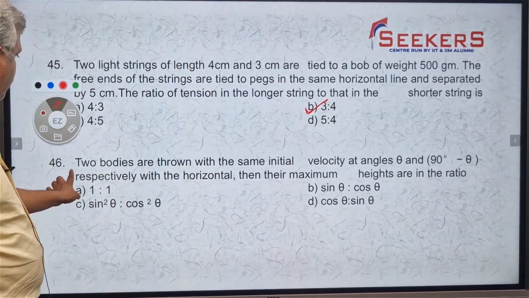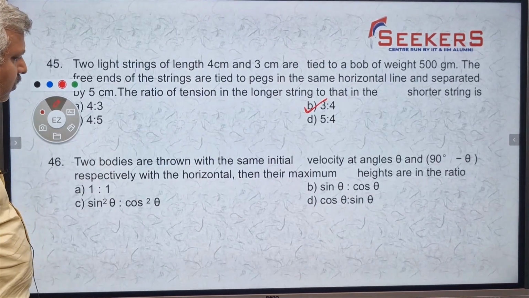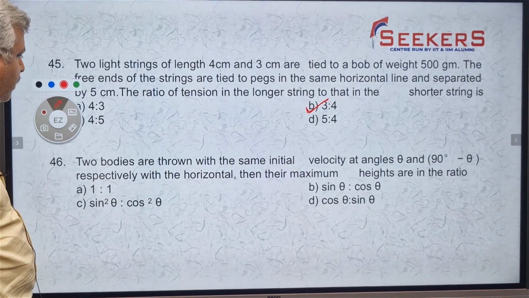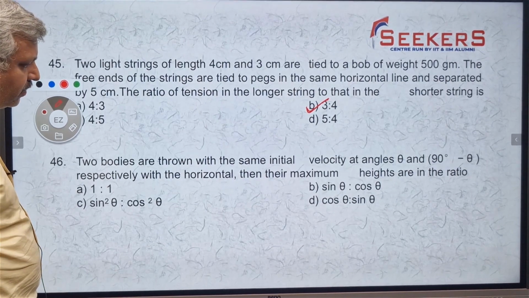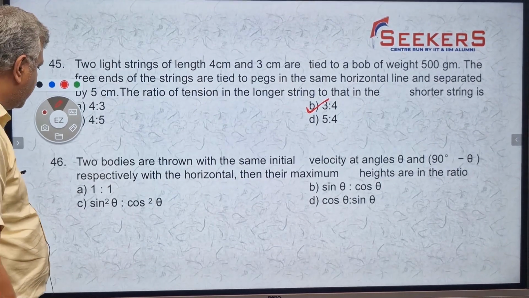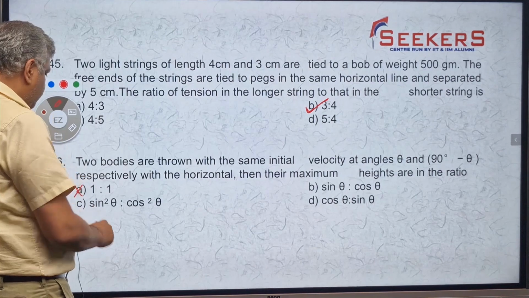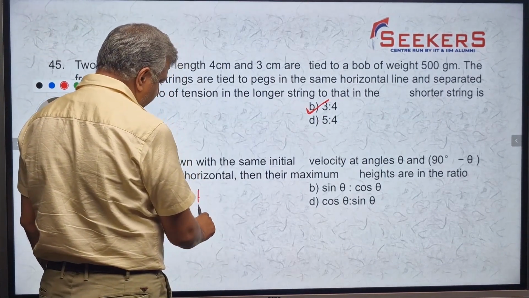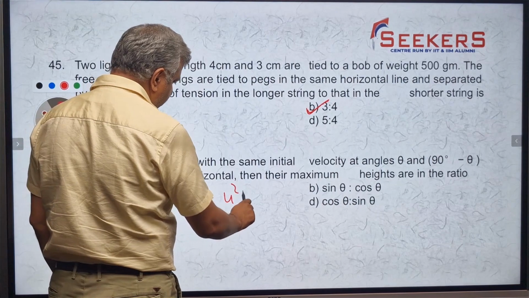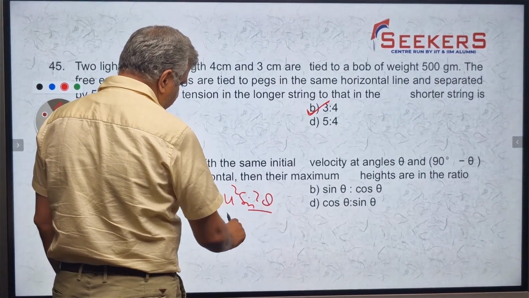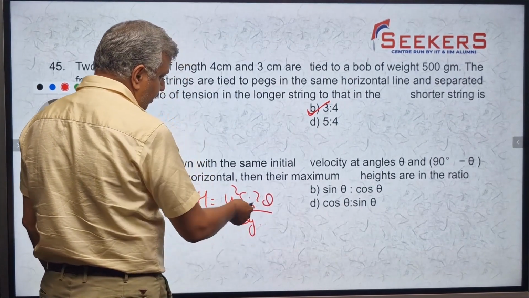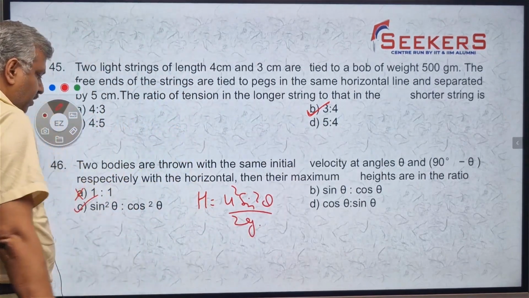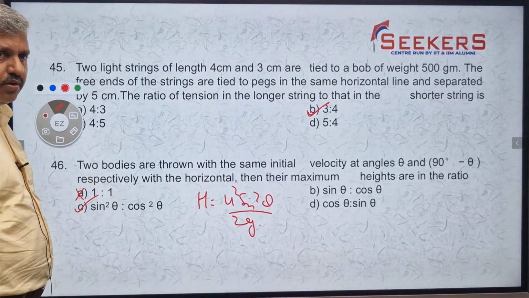Two bodies are thrown with the same initial velocity at angles theta and 90 minus theta respectively with the horizontal. Then their maximum heights are in the ratio. Maximum height, what is the formula for maximum height? H is equal to u squared sine squared theta by 2g. So one is sine squared theta, one is sine squared (90 minus theta). So the answer has to be option C, sine squared theta is to cos squared theta.